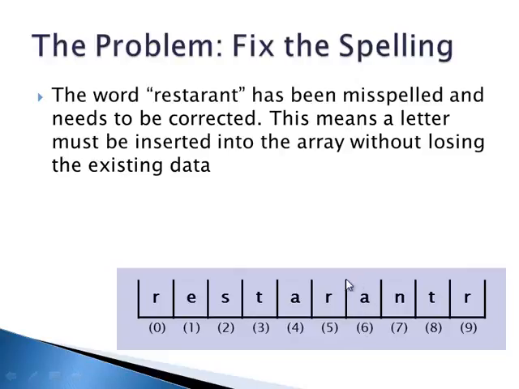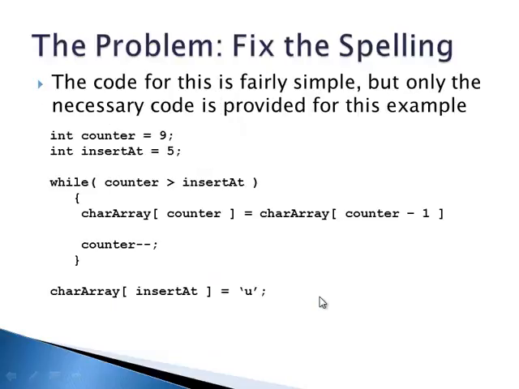What that means is I've got to put a U right in there, but I've got to move everything else over, because if I just simply drop a U in there, then I lose the R, and we're still misspelled. So what we need to do is move everything over, and then we can drop the U into there. We will do that with a fairly simple loop.